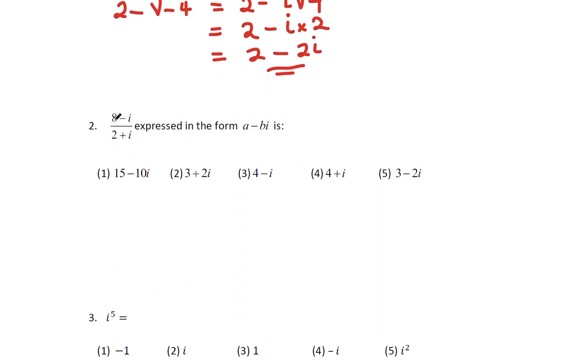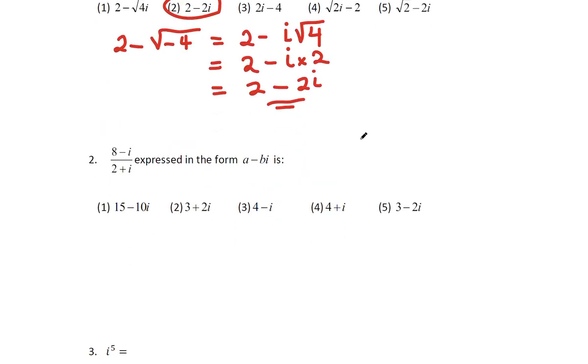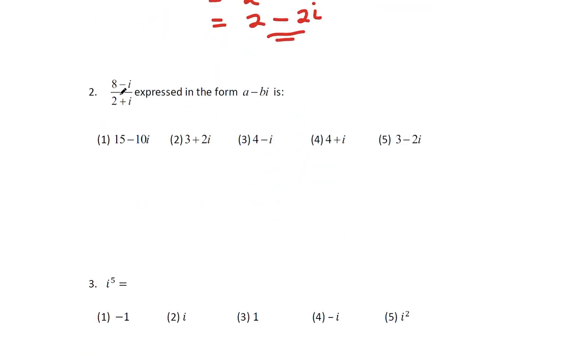Now for this question, we're given the quotient here, 8 minus i. Remember that i is the complex number square root of -1. So here we're given 8 minus i all upon 2 plus i, and we're asked to express this in the form a minus bi. Okay, so basically we're asked to express this in the standard form. a minus bi or a plus bi is called the standard form of a complex number.